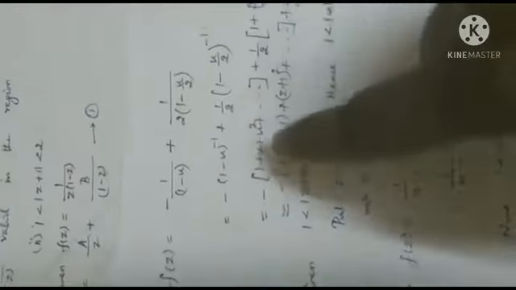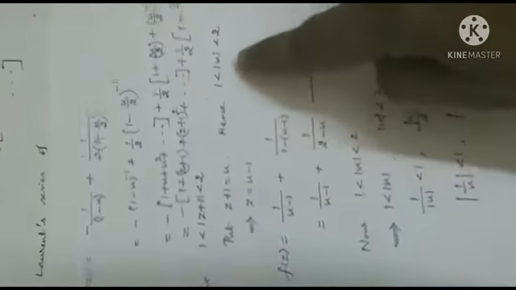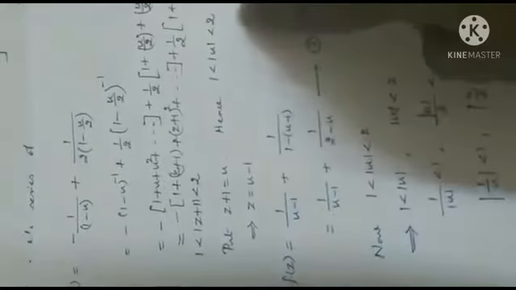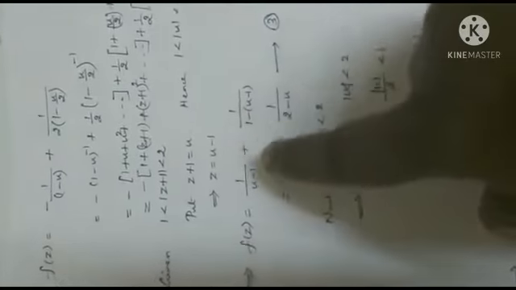Finally get the answer in terms of z. We know what u is. u is z plus 1. Get the answer in terms of z. Second subdivision, put z plus 1 equal to u. Hence, 1 less than mod u less than 2. You have to change f of z in terms of u. z is equal to u minus 1.